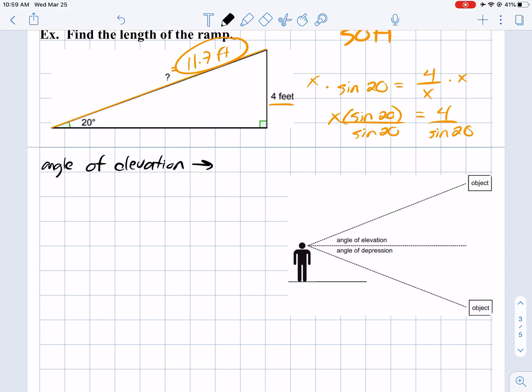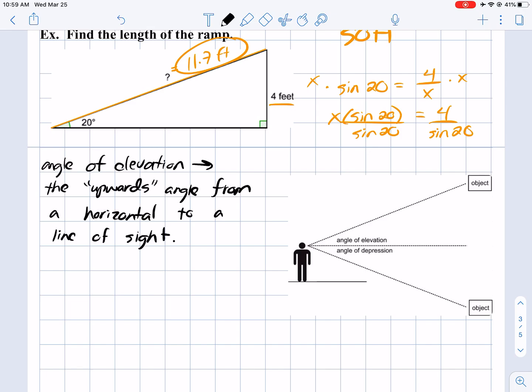They both use a horizontal line. So the angle of elevation is the upwards angle from a horizontal to a line of sight. Okay, so this is our horizontal. The line of sight is up here. For the previous problem, it was the top of the sails.